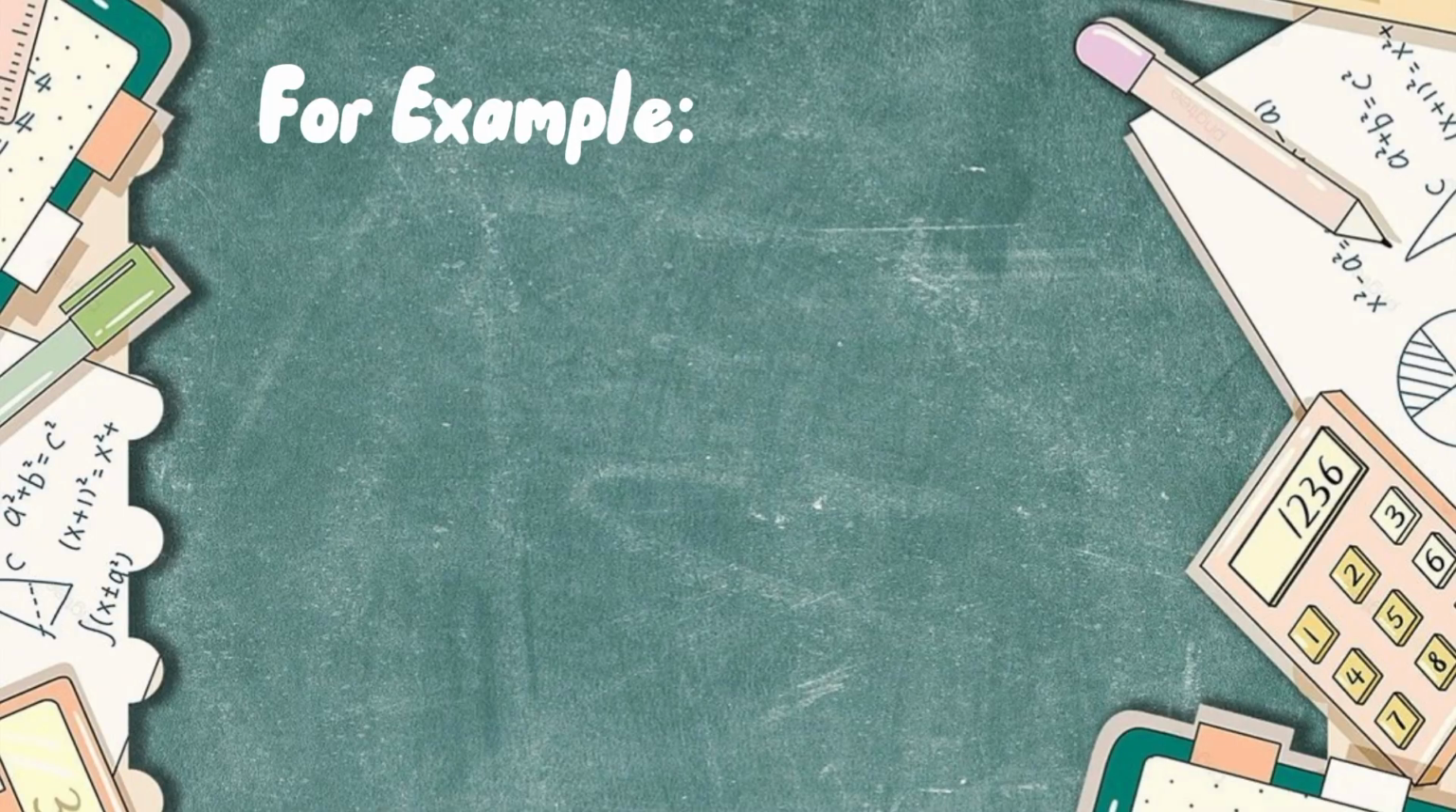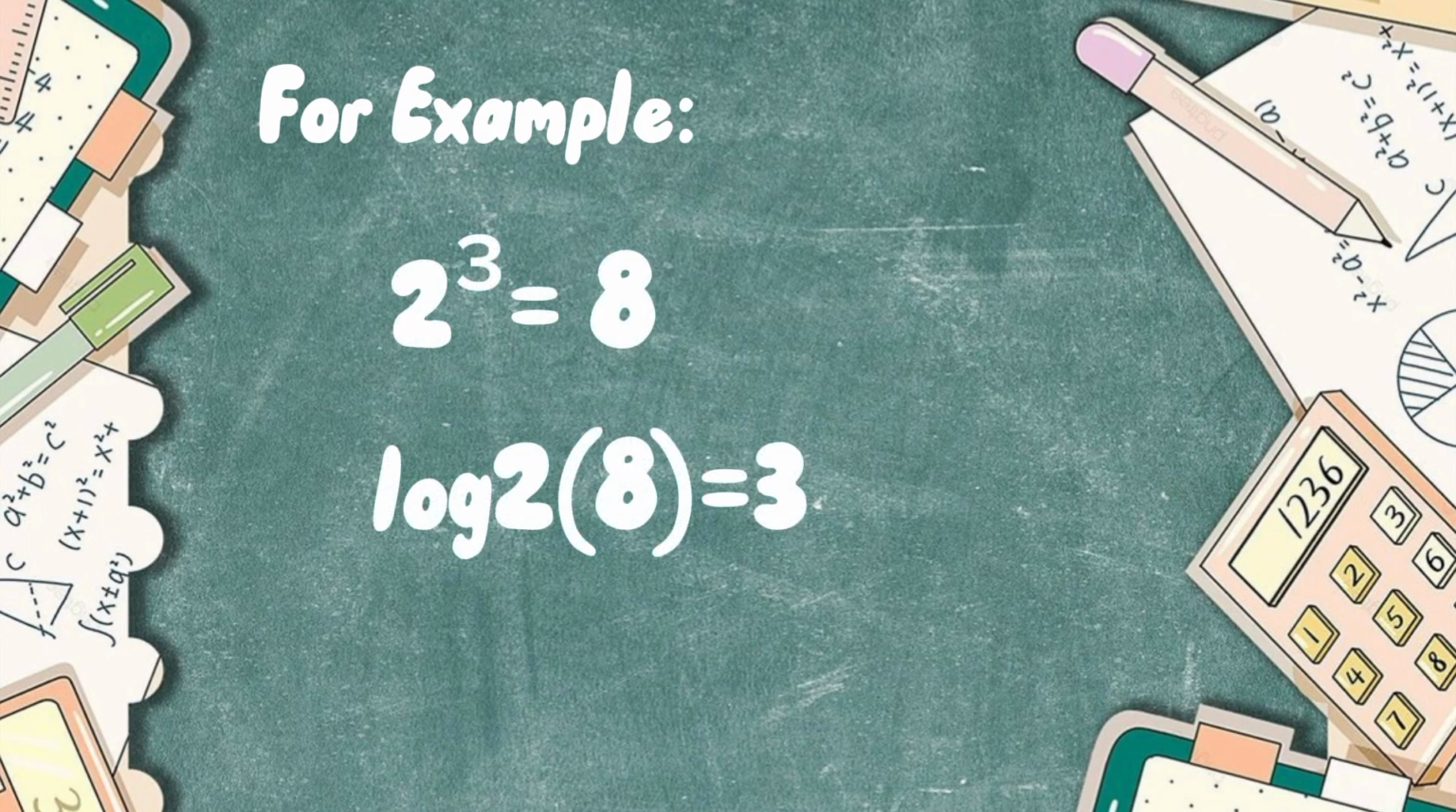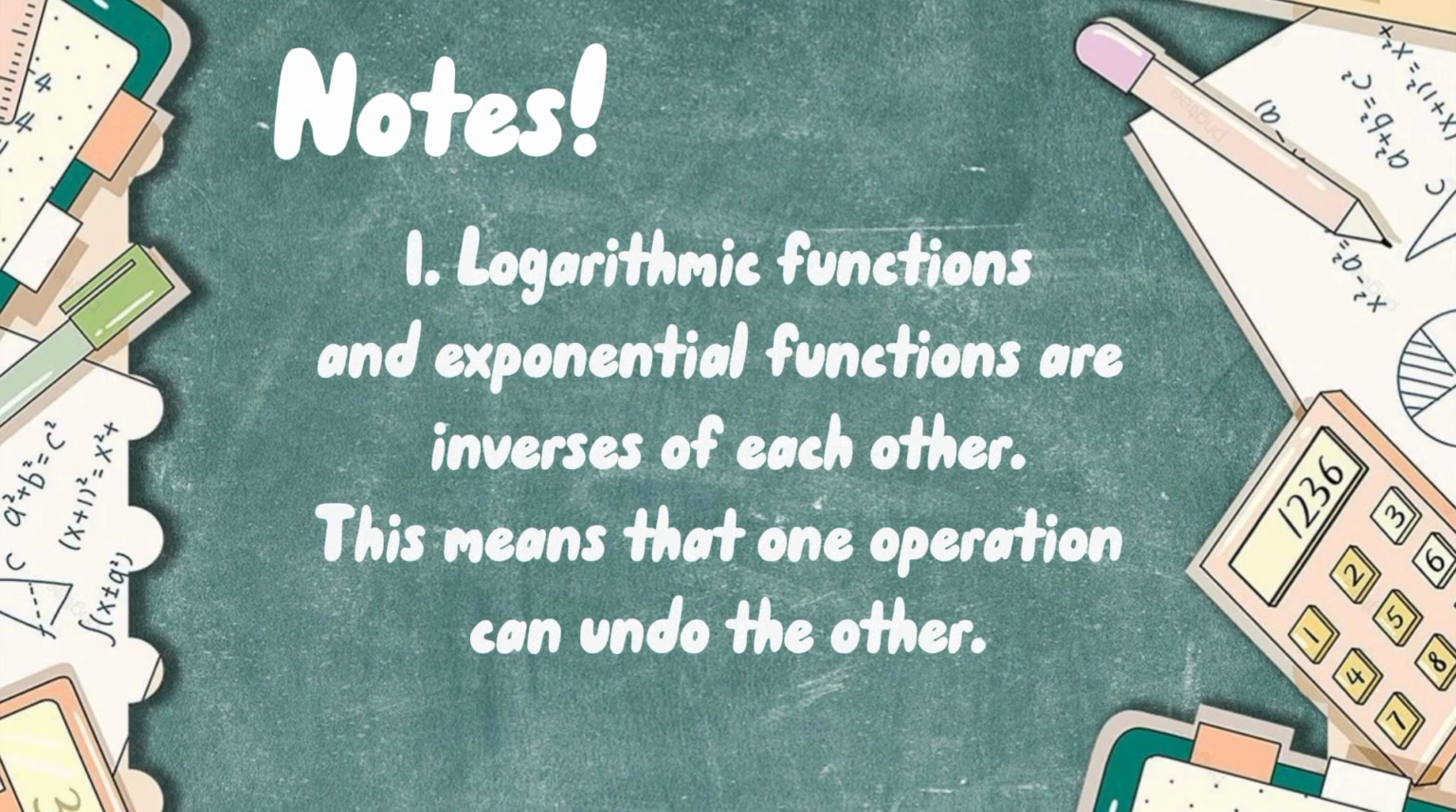For example, if 2 raised to the power of 3 is equal to 8, then log base 2 of 8 is equal to 3 because 2 raised to the power of 3 is equal to 8. How? Kapag tinimes mo ng 3 beses yung 2, ang kakalabasan nun is 8. But note, logarithmic function and exponential function are inverse of each other. This means that one operation can undo the other.